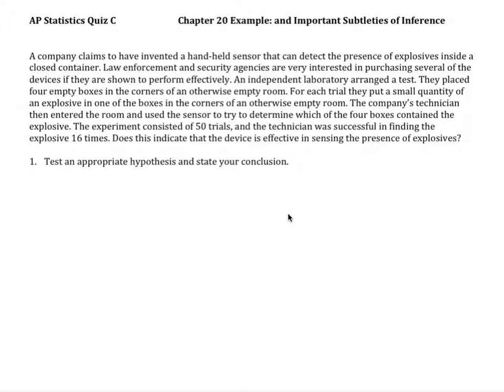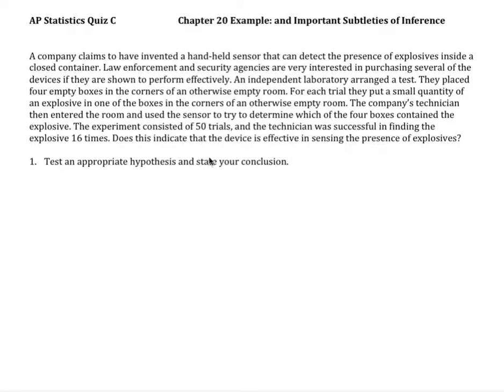Hello statistics class, we're going to look at another example following up on inference after our first quiz here. So this is the handout chapter 20 quiz C, and it has some additional notes on it first. But first let's just do another hypothesis test. So read through this, pause the video, and then we'll pick up.